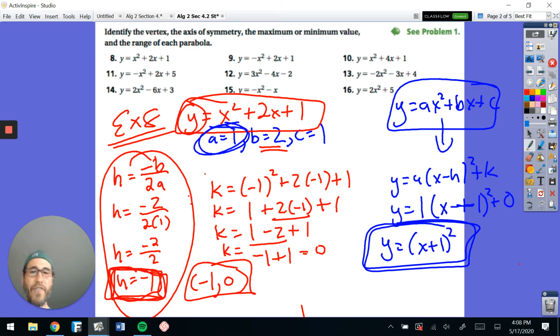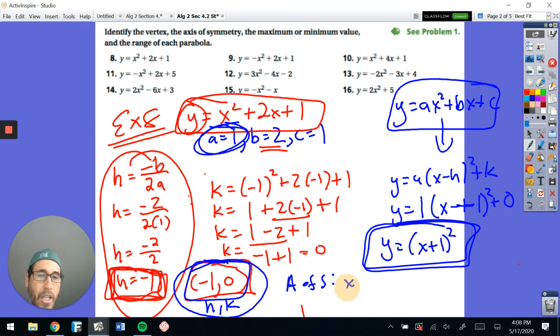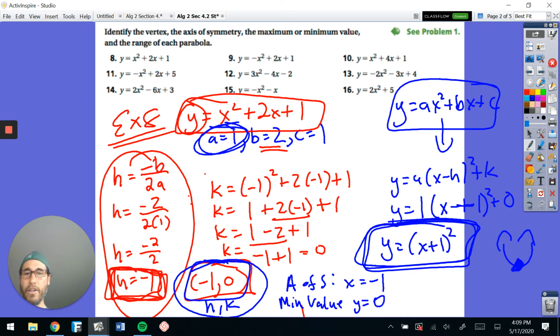That's vertex form. It says define the vertex. Boom. Vertex is always H comma K, remember. Done. Find the axis of symmetry. Remember, the axis of symmetry is always the X value, or the H, of the vertex. So it's X equals -1. Is there a max or min value? Now remember, this guy does not have a reflection. Well, if it doesn't have a reflection, that means it's going up. If it's going up, the vertex would be the minimum value. So we have a minimum value, y equals, and it's the K, right? It's the y value. Y equals 0.